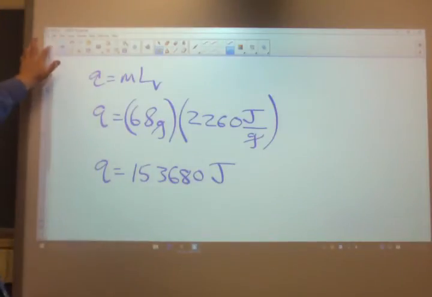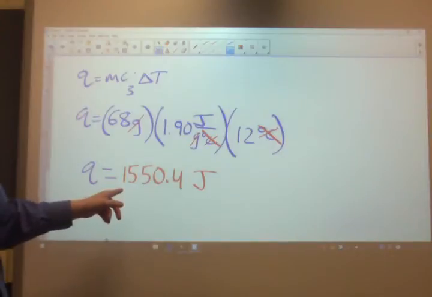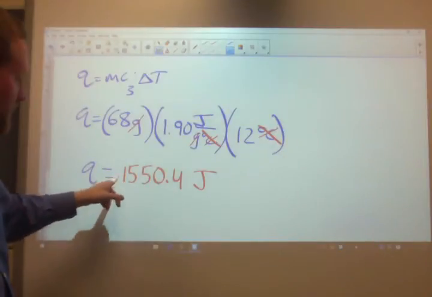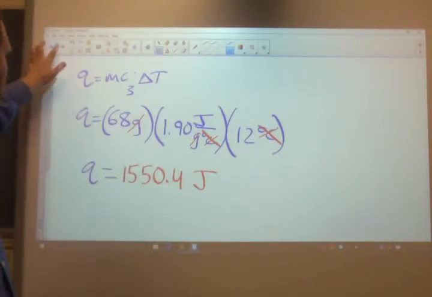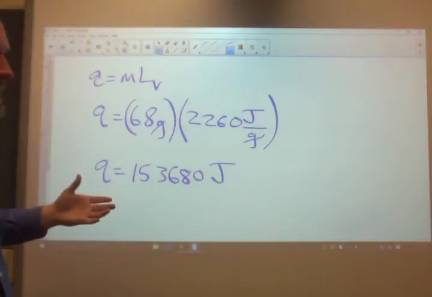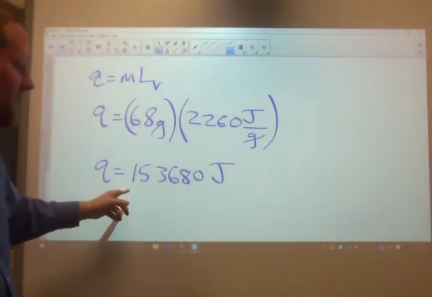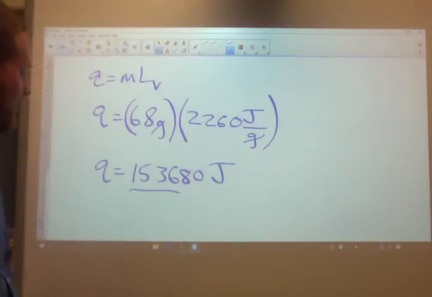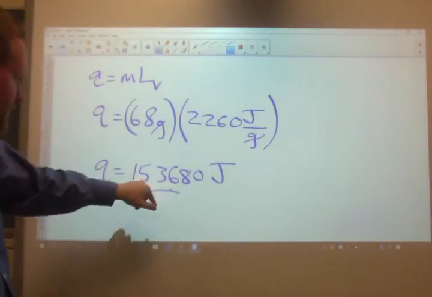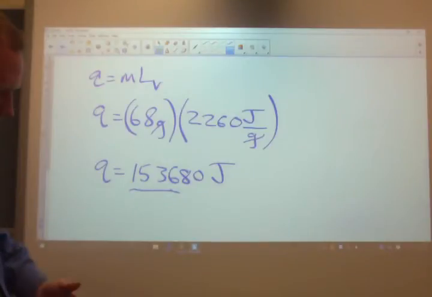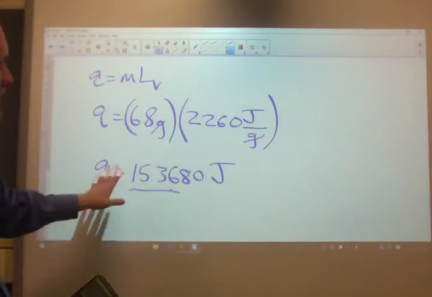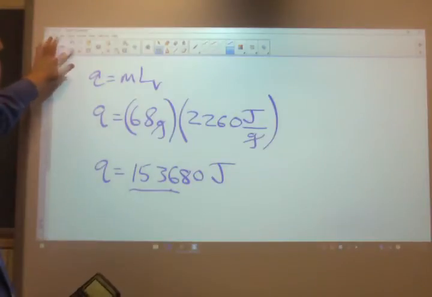Just comparing these two numbers real quick. To drop it down from 112 to 100 gave off just 1550. To then condense that gave off, what's that, 10 to 100 times? Almost 100 times more. 153,000, what am I doing, my basic math here? Divided by 15. Yeah, about 100 times more. So it just shows how much energy it takes to change the state of water. Anyway, we're not done. Final step.